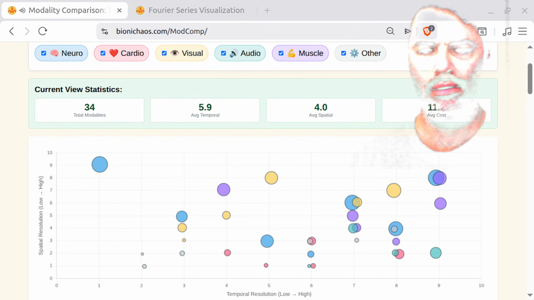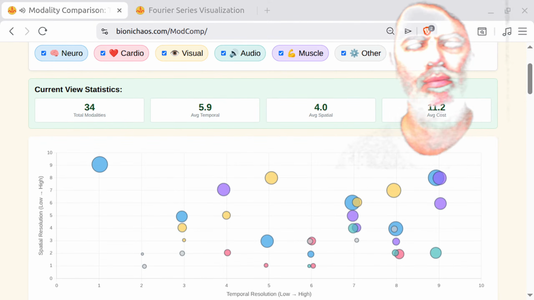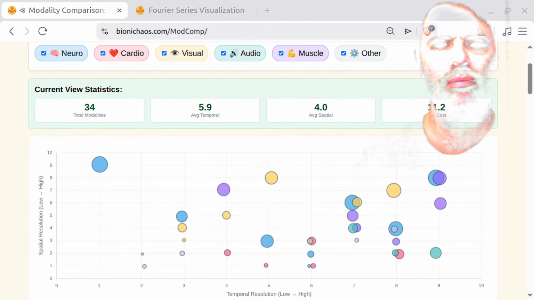Precisely. But here's the kicker, the part I find really neat: the size of the bubble representing each sensor on this chart. That shows its relative cost. Oh, interesting. So you get speed, detail, and price, all in one visual. You got it. It tells a whole story at a glance. And you immediately see these clusters, these quadrants, as the sources call them. Right, each telling a different story about trade-offs.